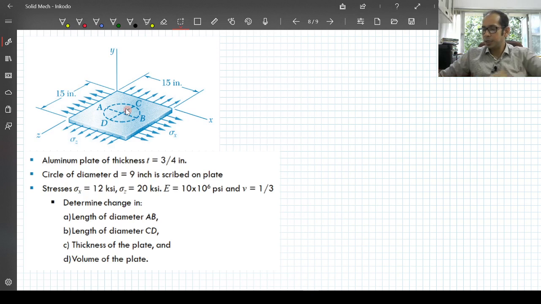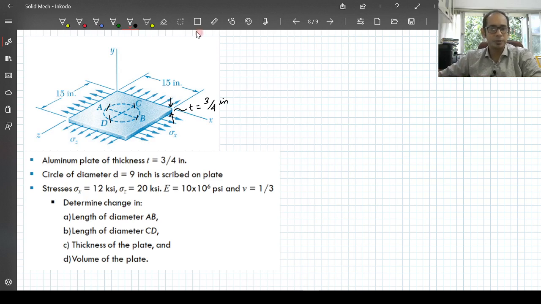If you take a look at this problem, it says that the plate is made of aluminum. The thickness of the plate is 3/4 of an inch, which is this thickness T that you have over here. Within it you have a circle of diameter 9 inches, which is inscribed. So essentially this distance, as well as this distance, is 9 inches.